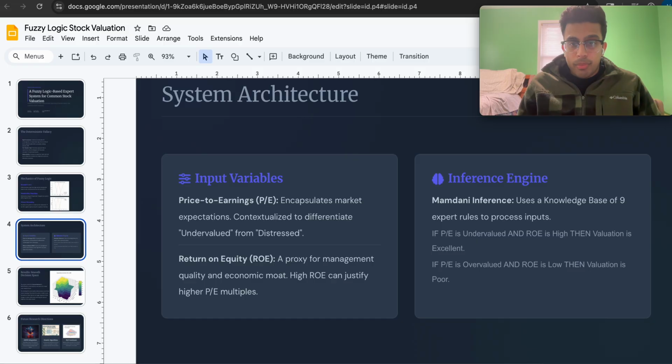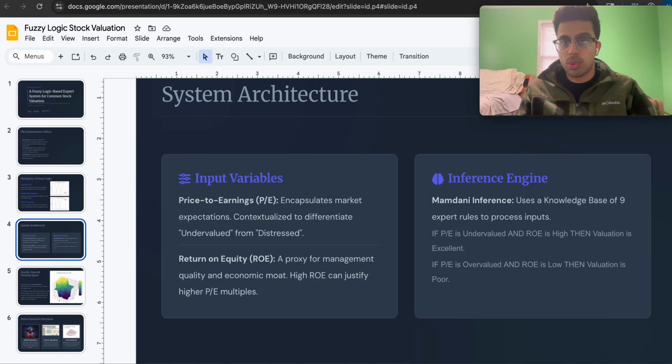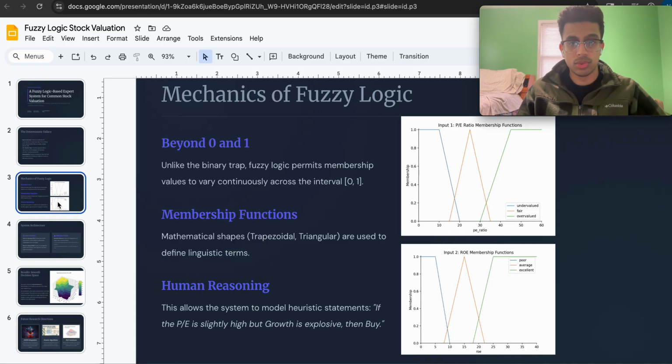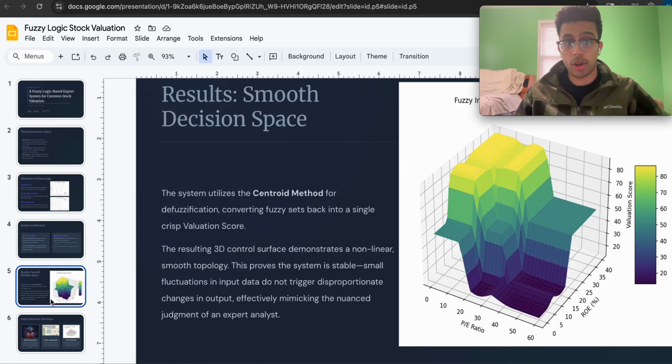But if my PDE is undervalued and my return on equity is high, then I know my valuation is excellent and I want to make this trade. And these rules will be defined similarly. Now, if I know my PDE is overvalued and I know my return on equity is low, then I know my valuation is poor and I don't want to make that investment. So, based off of these rules, and based off the Mamdani inference, which does a bit of min and maxing of the two membership values that you see on the y-axis here, I'm able to generate this curve.